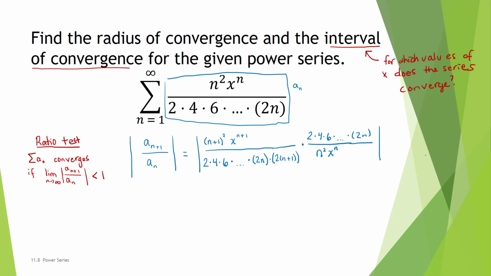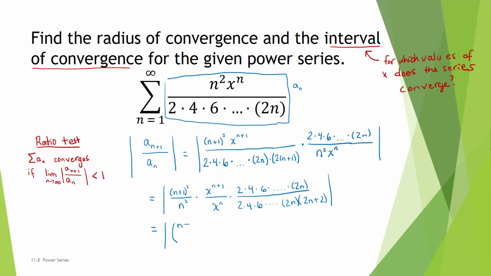We want to simplify as much of this as we can. I'm going to collect like factors. So we have n plus 1 squared on the top, and we have n squared on the bottom. We also have x to the power n plus 1 on the top, and x to the n on the bottom. And then we have these strange products, 2 times 4 times 6 up to 2n on the top, and 2 times 4 times 6 up to 2n times 2n plus 2 on the bottom. And now we can simplify.